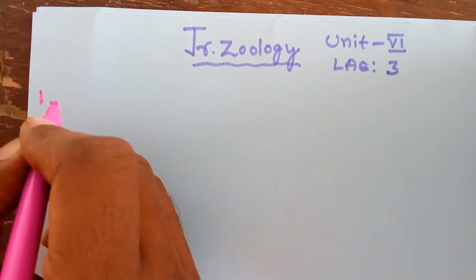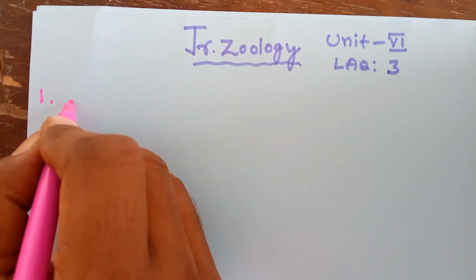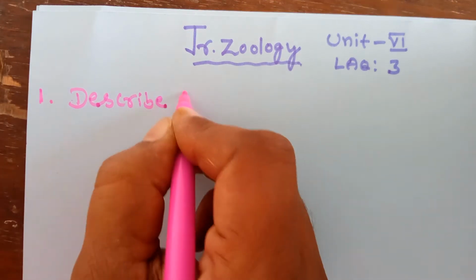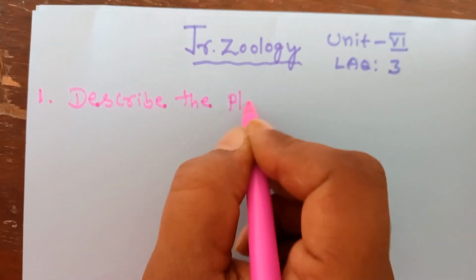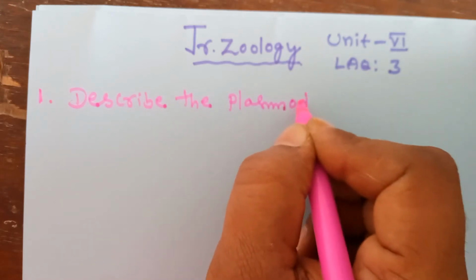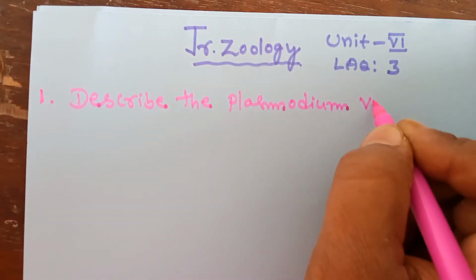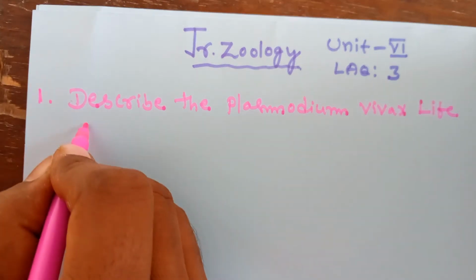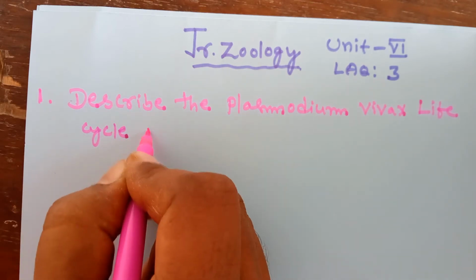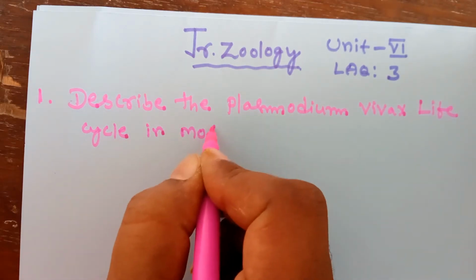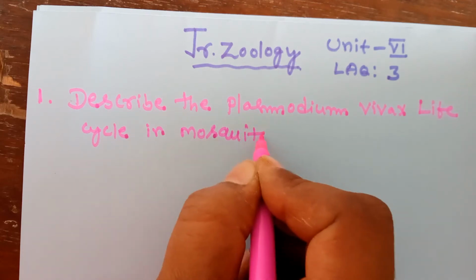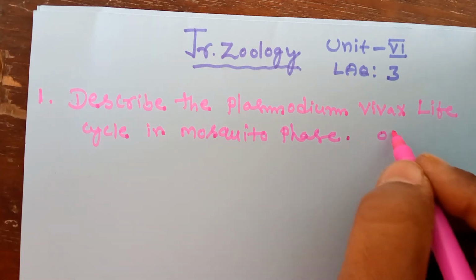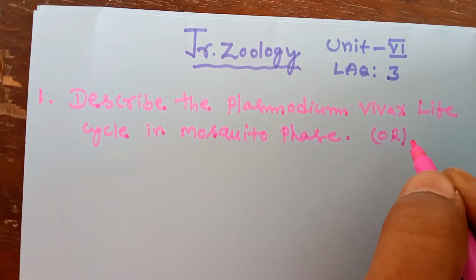Describe the Plasmodium vivax life cycle in the mosquito phase. So the question is asked.